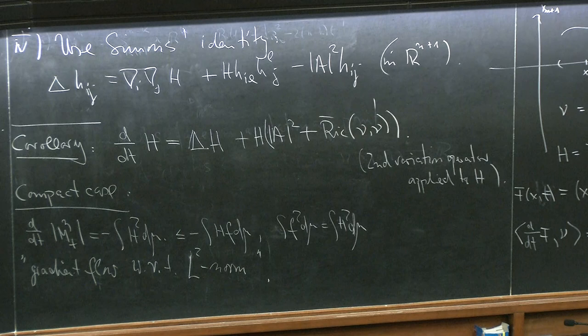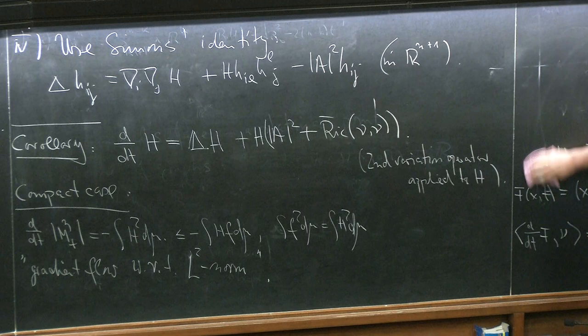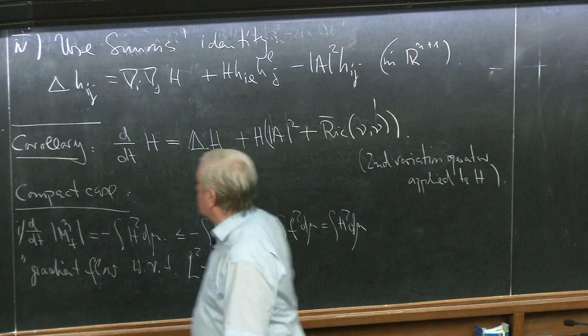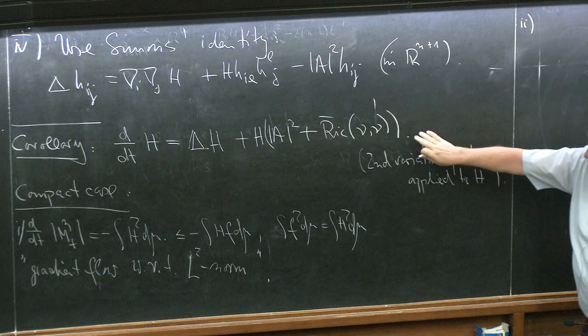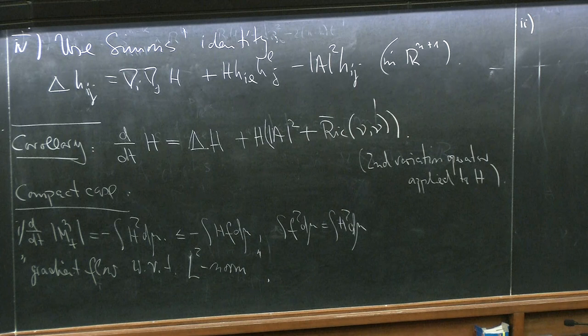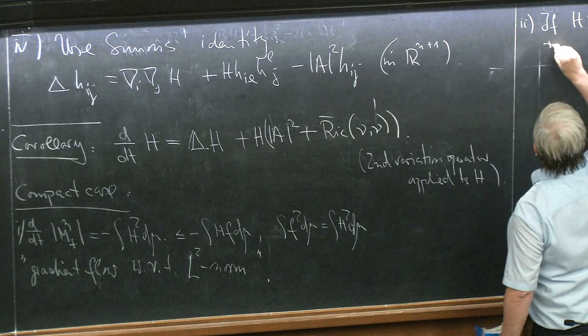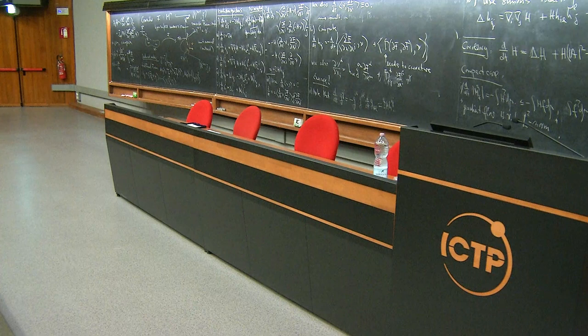The other thing you can see immediately, so the first observation is this. The second observation is, by the maximum principle for scalar functions, if you start with positive mean curvature, it remains positive mean curvature. So if mean curvature is greater or equal to zero at t equals zero, this remains. And the strong maximum principle says it has to be, in fact, strictly positive later unless it was already zero.